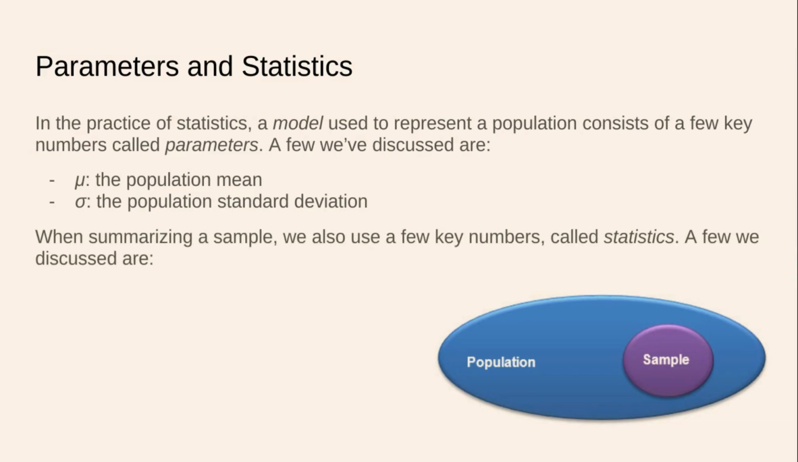When summarizing a sample, we also use a few key numbers, and those are called statistics. A few that we discussed are x bar, y bar, etc., the sample mean, and those are literally just x or y, which is a random variable, with a little bar on top. You've seen it before if you've been paying attention in videos past.